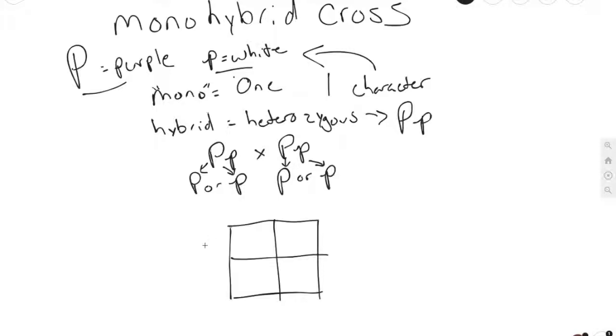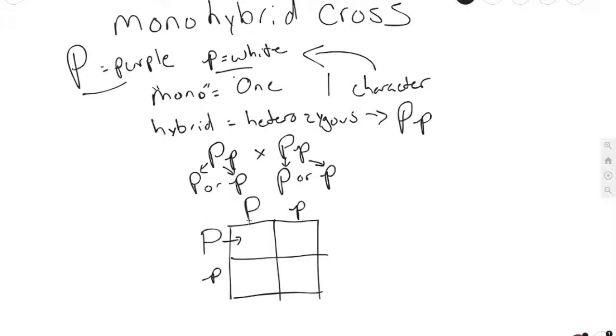So one parent goes on the left, typically mom, but it doesn't really matter. I'll put one gamete in this row and one gamete in this row. So big P, little p. The other parent goes on the top. This time I'll put one gamete in this column and one gamete in this column. Big P, little p. And then you just drag the values from the outside to the inside.